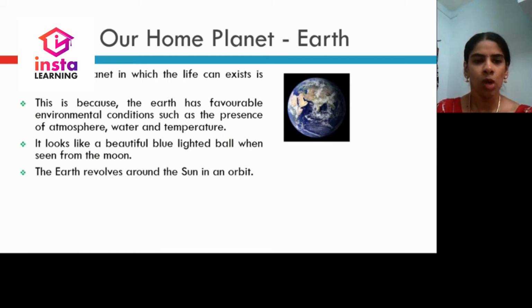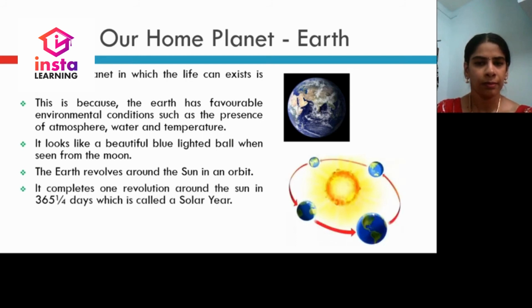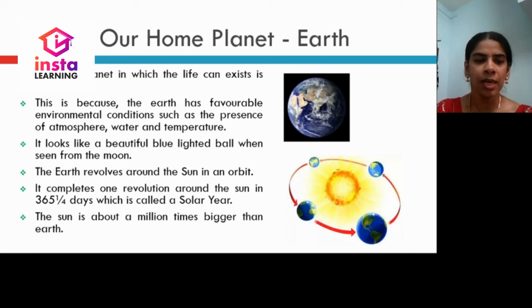The Earth revolves round the Sun in an orbit. It completes one revolution around the Sun in 365 1/4 days, which is called a solar year. The Sun is about 1,000,000 times bigger than Earth.